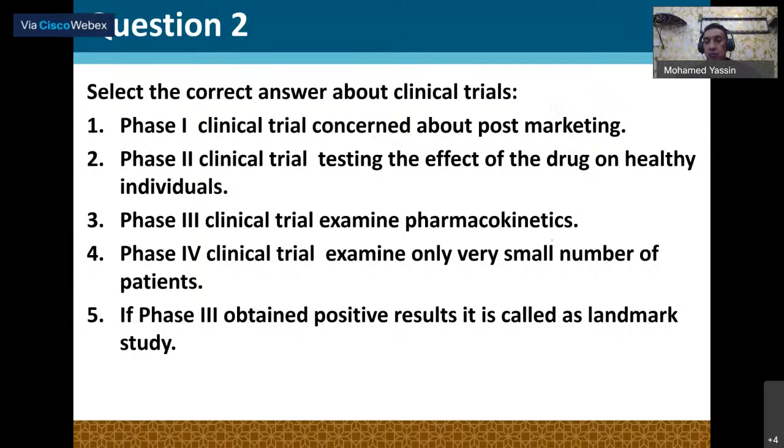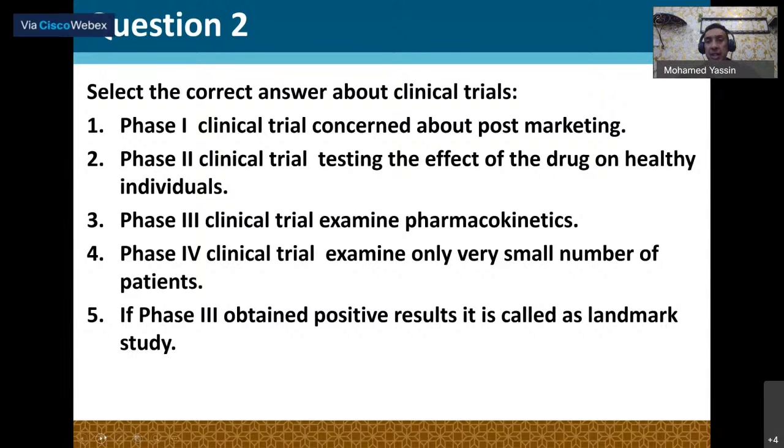Okay, so here we have 5 people who answered B, which is phase 2 clinical trial testing the effect of the drug on healthy individuals. And this is the wrong answer. And then we have 6 of you who answered E, which is number 5. If phase 3 obtained a positive result, it's called a landmark study. Okay, that's fine. So let us move on.